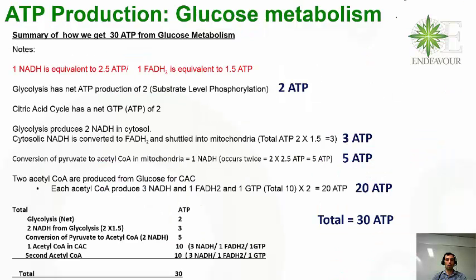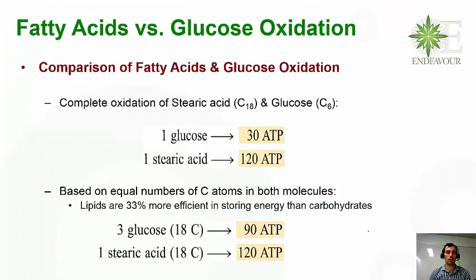So we saw in the earlier session that we were able to generate 30 ATP from a single glucose. So if you want more of an explanation for how this occurred, just look back at that lecture. We're just using this number to compare the efficiency of glucose metabolism to fatty acid metabolism. So we can see here, from one glucose you get 30 ATP, whereas from our stearic acid we're actually getting 120 ATP.